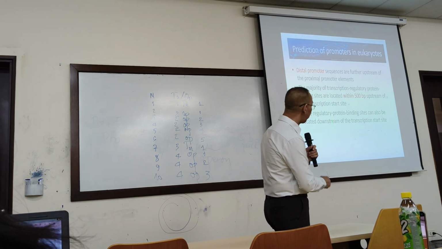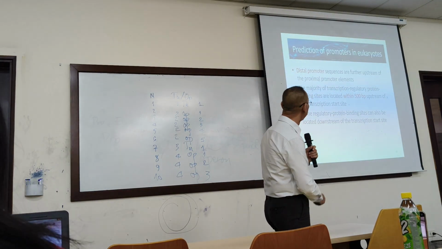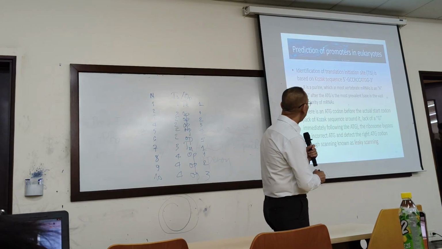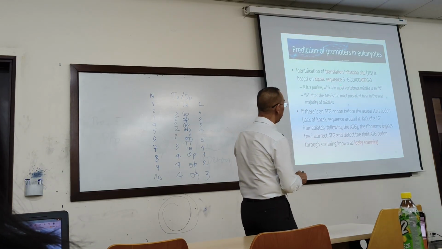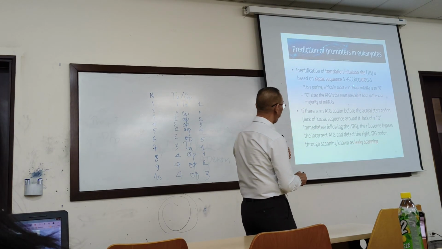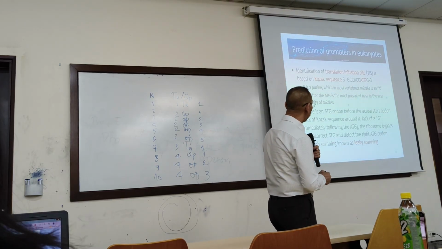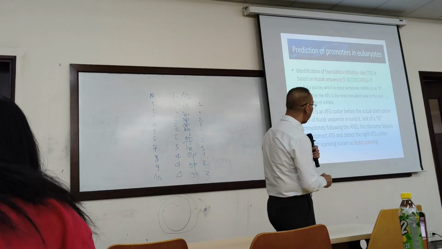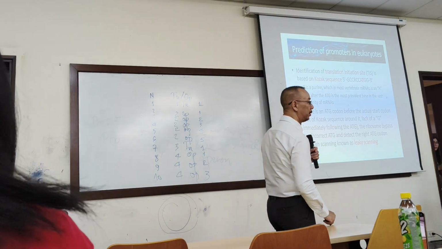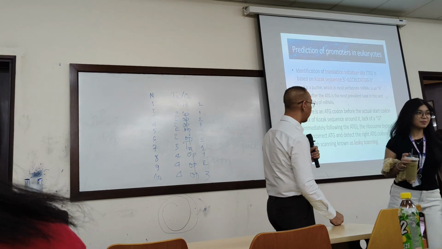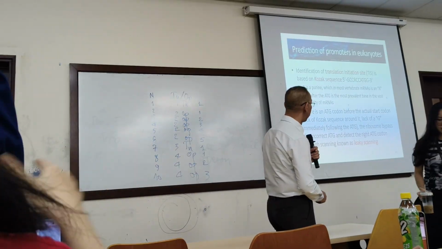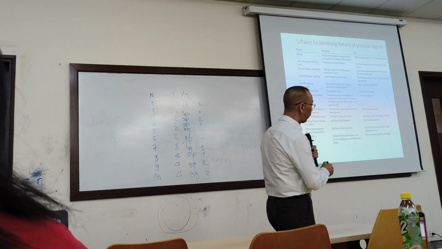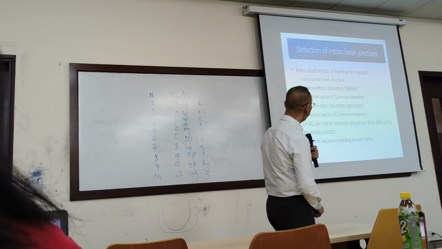Another one, the distal promoter, is 500 base pairs upstream of the start site. That is the distal promoter. The other one we call the Kozak sequence. And here is the consensus sequence for the Kozak sequence. And this one is where the ribosome recognizes where to start translation. In the software, we also have many programs to predict promoters.